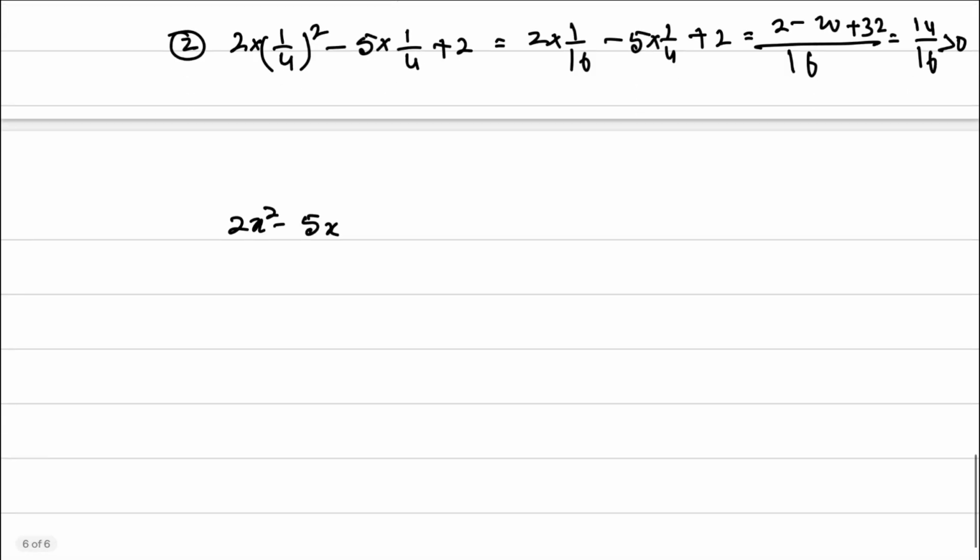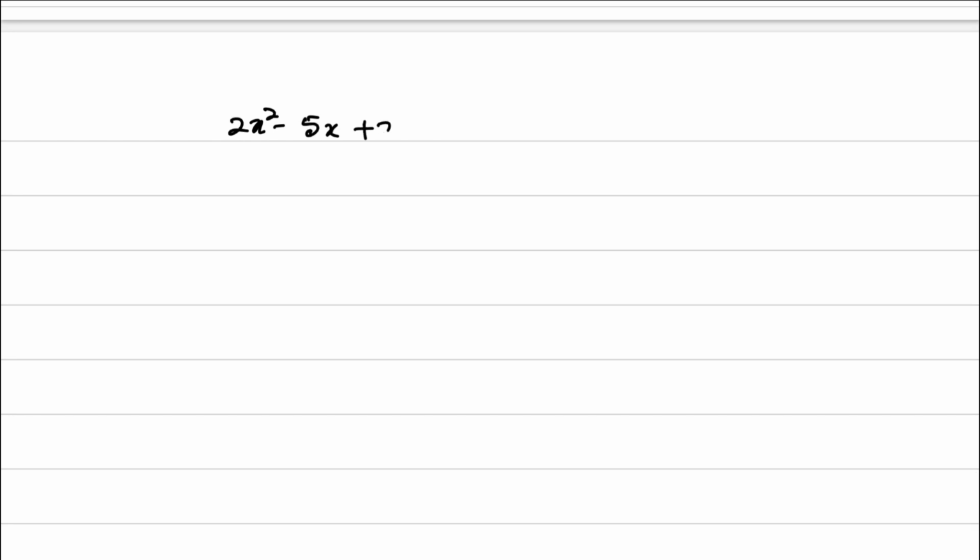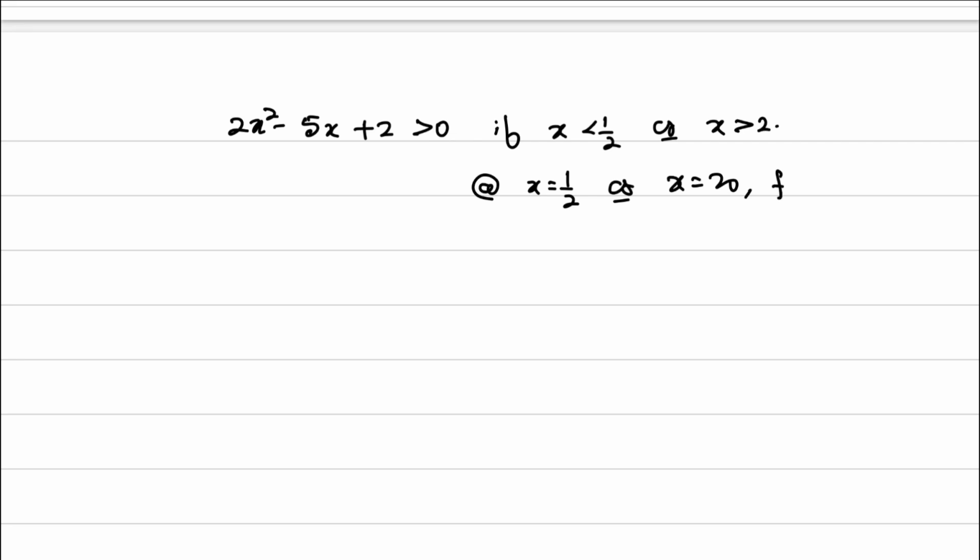That means the condition for 2x square minus 5x plus 2 to be greater than 0 is x less than half or x greater than 2. If x is equal to half or x is equal to 2, this becomes 0.